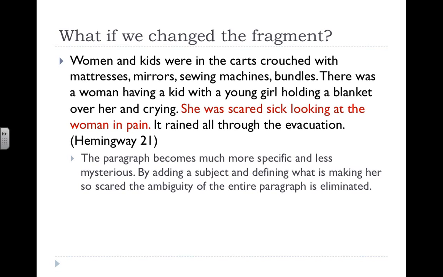What if we changed the fragment? Women and kids were in the carts, crouched with mattresses, mirrors, sewing machines, bundles. There was a woman having a kid with a young girl holding a blanket over her and crying. She was scared sick looking at the woman in pain. It rained all through the evacuation.